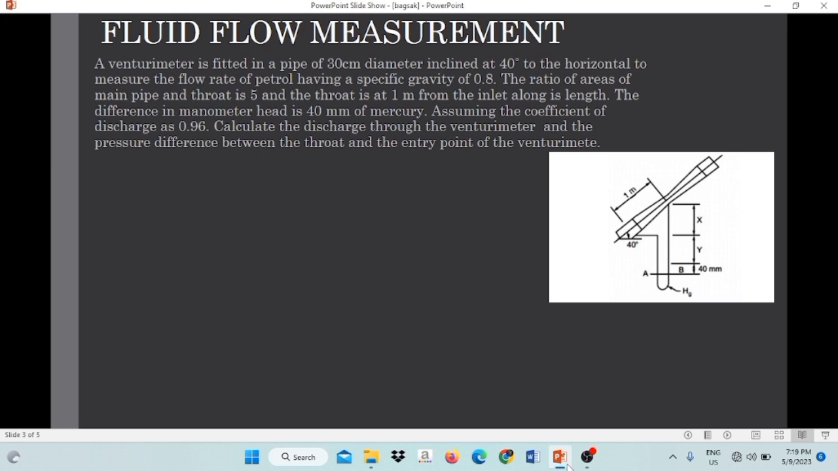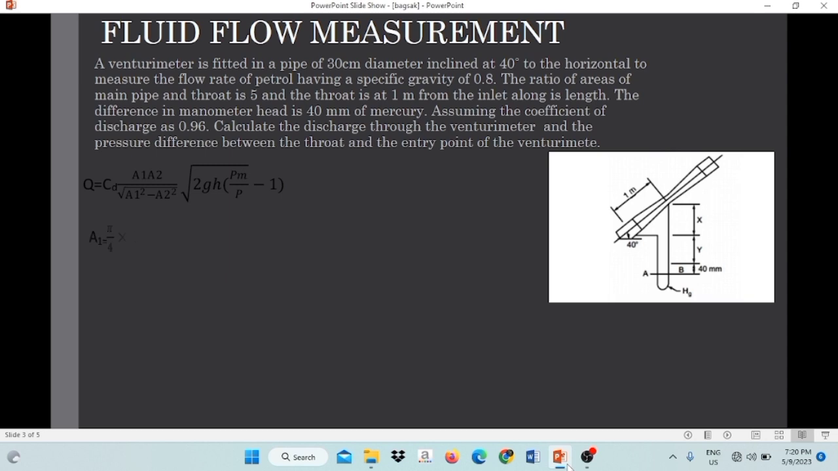So this is the figure. We're going to look for the discharge through the venturimeter and the pressure difference between the throat and the entry point of venturimeter. So the equation for discharge is Q is equal to coefficient of discharge times area sub 1 times area sub 2 over square root of area sub 1 to the power of 2 minus area sub 2 to the power of 2, times square root of 2 times gravity times height times density of mercury over density of petrol minus 1. Since our area sub 1 and area sub 2 are unknown, we're going to look for them.